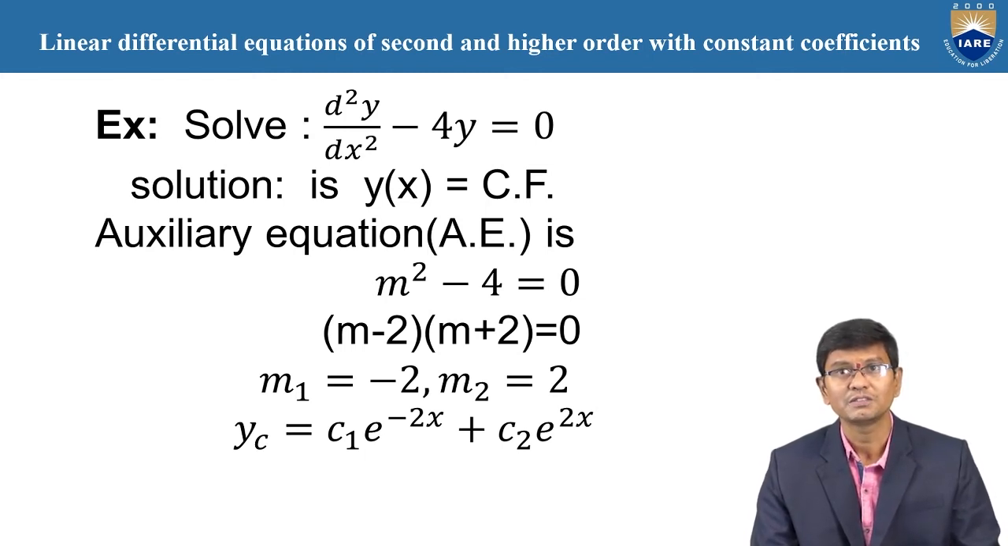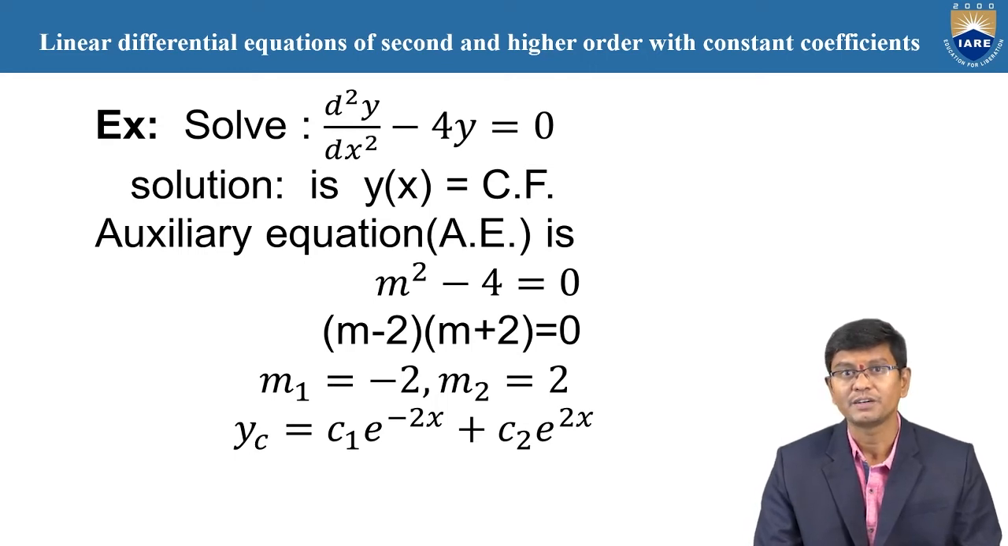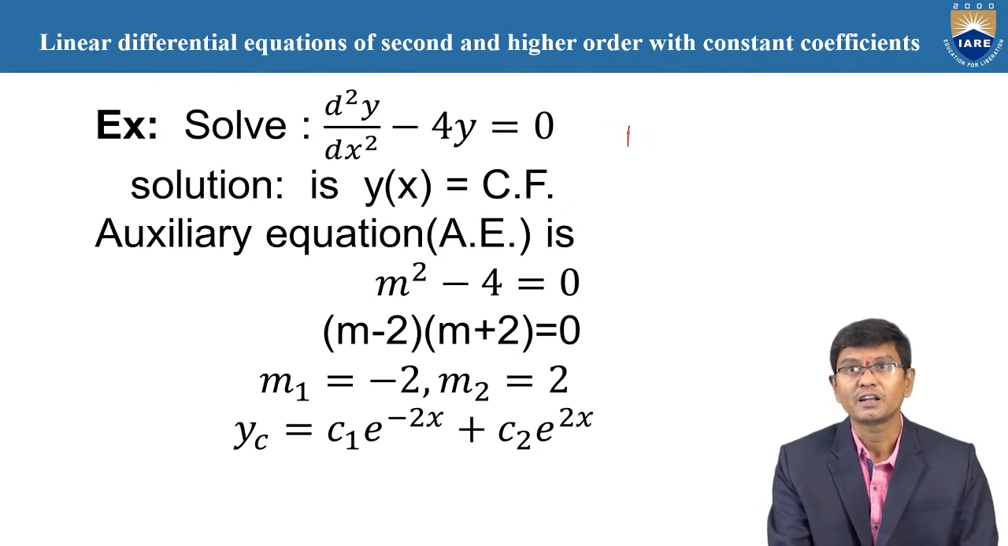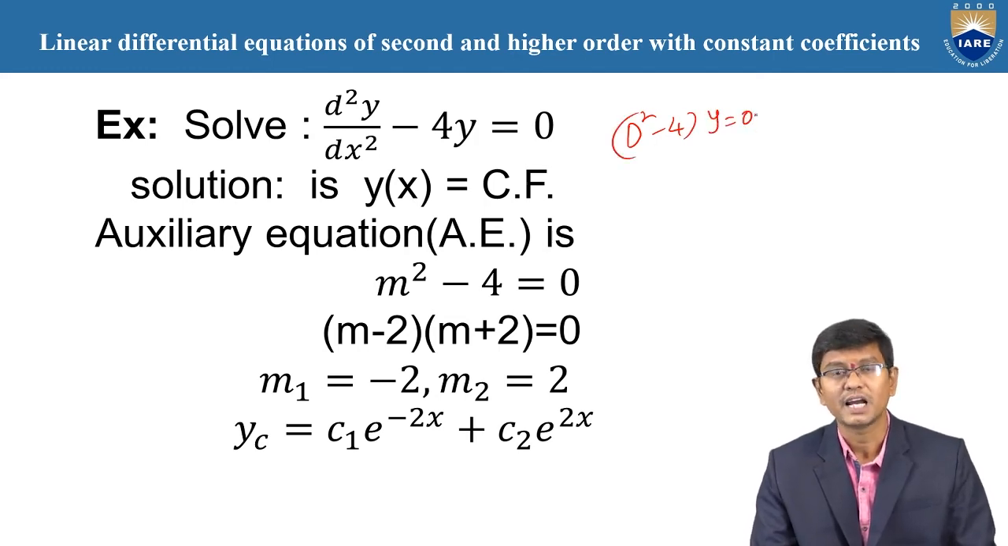Here also, first we need to write the operator form, that is F of D into y is equal to D squared y minus 4y is equal to 0, that is nothing but (D squared minus 4) y is equal to 0. This is the operator form. Now we need to change it to the auxiliary equation.